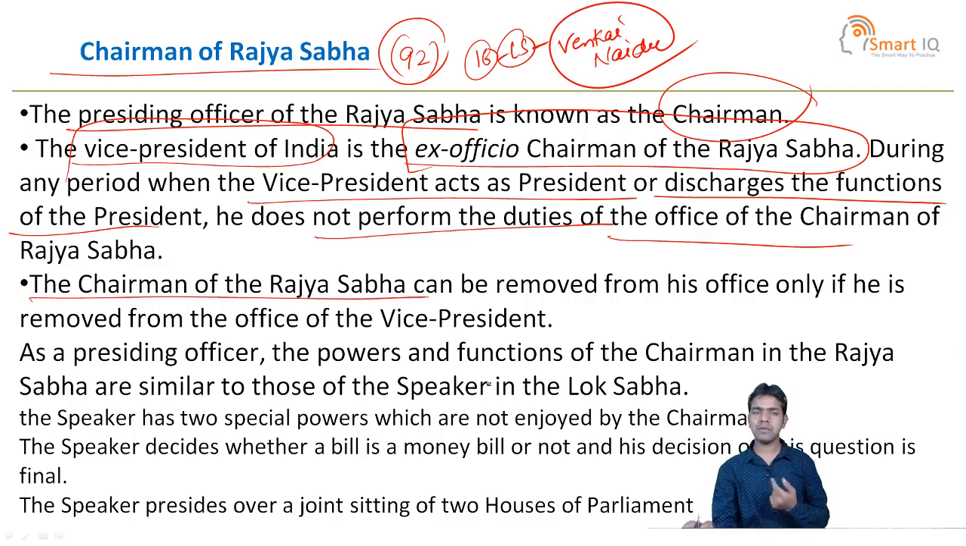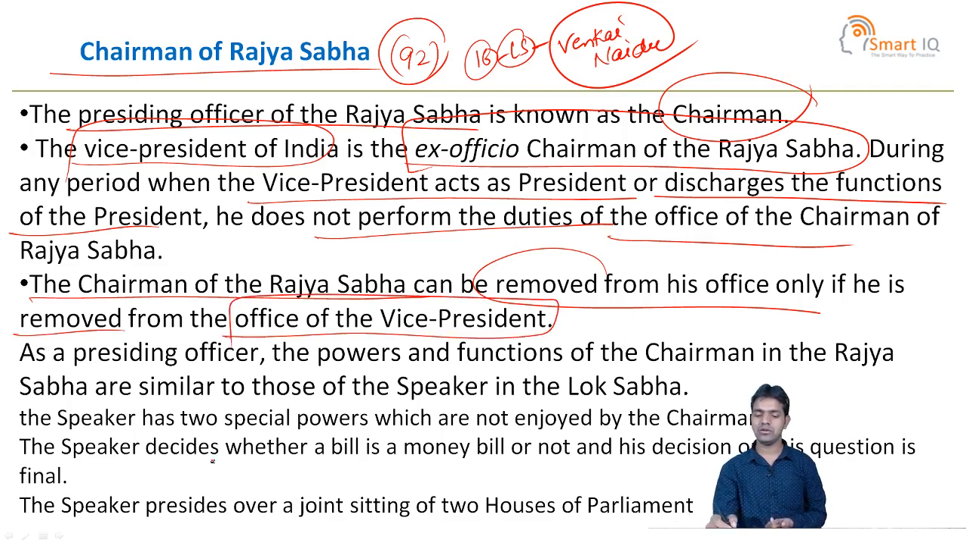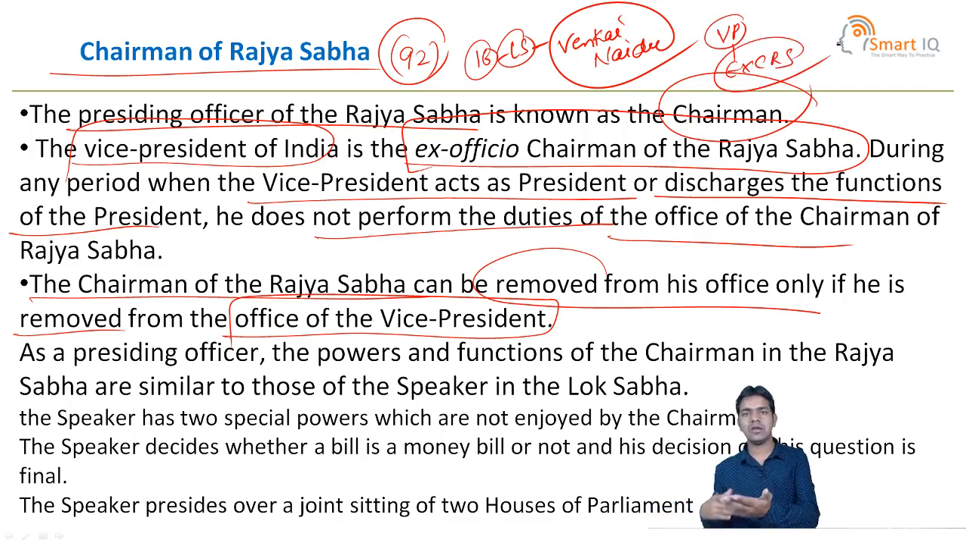The chairman of the Rajya Sabha can be removed from his office only if he is removed from the office of the Vice President. Very important. The chairman of the Rajya Sabha can be removed from his office only when he is also removed from the office of the Vice President. Whenever the office of the Vice President is vacant, the office of ex officio chairman of the Rajya Sabha is also vacant. It is not the removal of a single authority or office; it is the complete removal of the Vice President of India. Whenever the office of the Vice President is removed, the ex officio chairman of the Rajya Sabha is also removed.